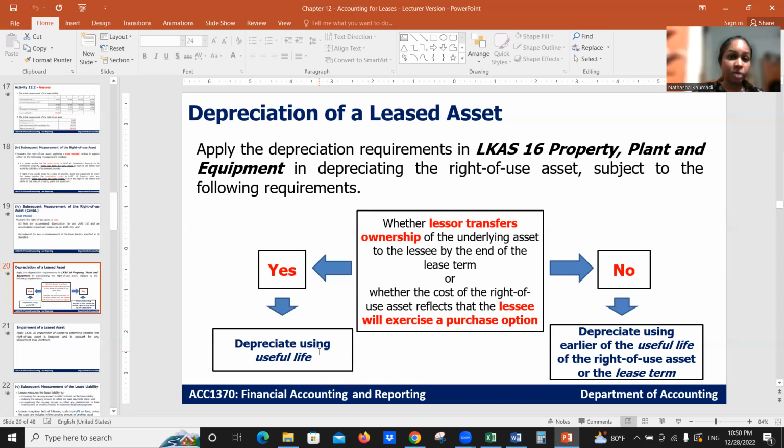If the lessor is transferring the ownership to the lessee, to me, then I am using the useful life of that asset to depreciate. Hope you are clear. Let's say the lessor is not transferring the ownership of the asset. The answer is no. So the lease term would be 4 years. After 4 years, I'm not getting the ownership of that asset. It will be going again to the lessor. Then what is the period you are using for the depreciation? Depreciate using the earlier of the useful life of the right of use asset or the lease term. The shorter period you will be using.